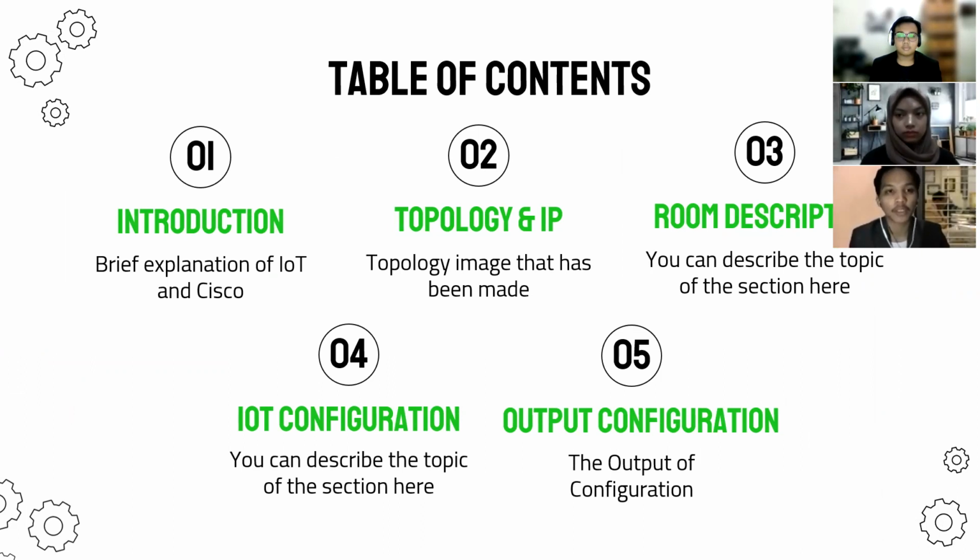Firstly, I would like to explain the table of contents in our presentation. First, we have the introduction, a brief explanation of IoT and Cisco. Secondly, we explain the topology and IP addresses in this project, the mesh topology that has been made in our project. Thirdly, we will explain the room descriptions. Number four is IoT configuration, and last is output configuration.